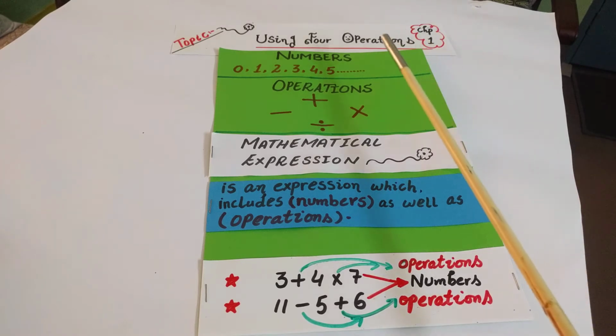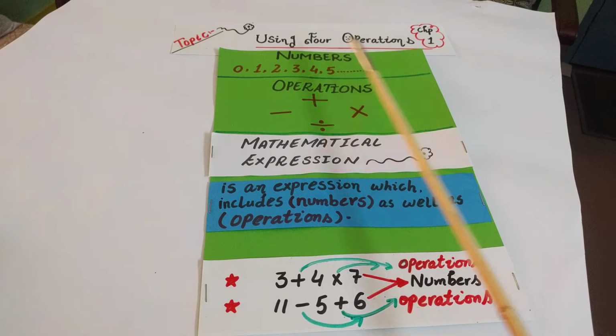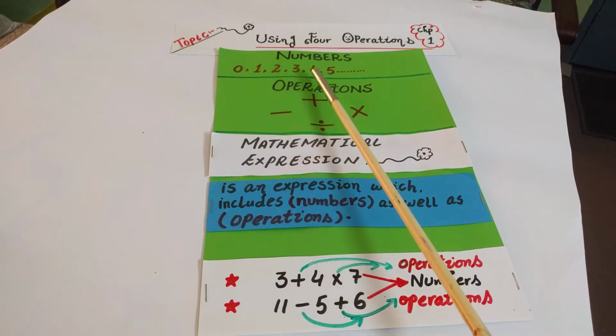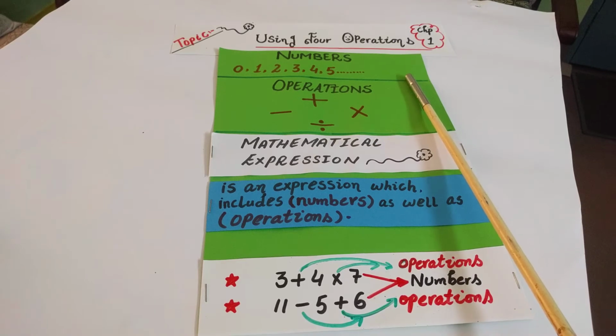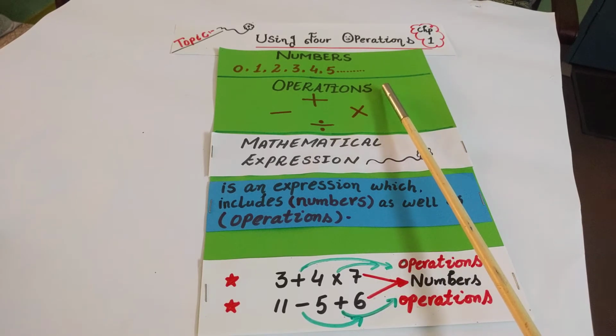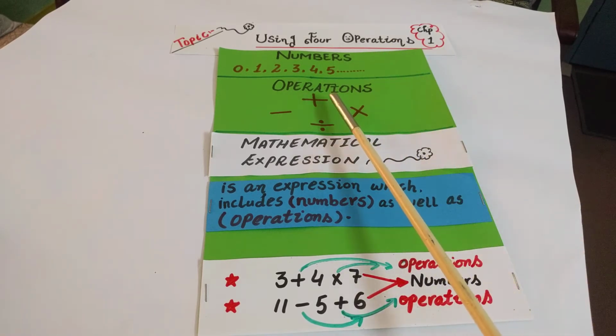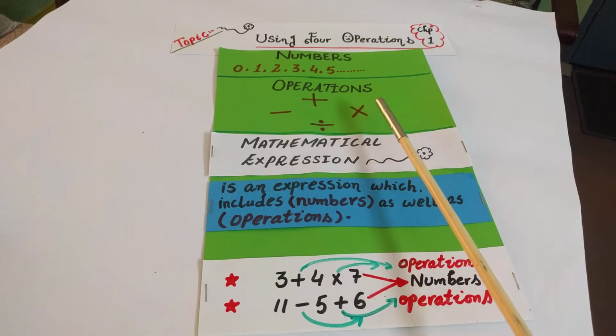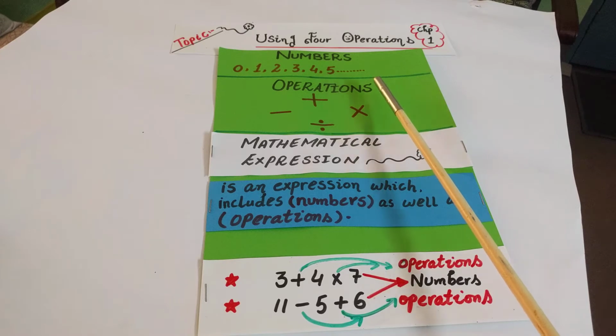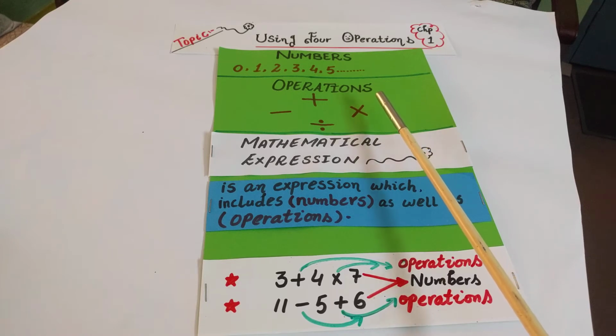Number 1. Numbers. What are the numbers? 0, 1, 2, 3, 4, 5. These all are called numbers. Number 2. Operations. Plus, minus, divide and multiply. These signs are actually called operations, and you know these signs very well.